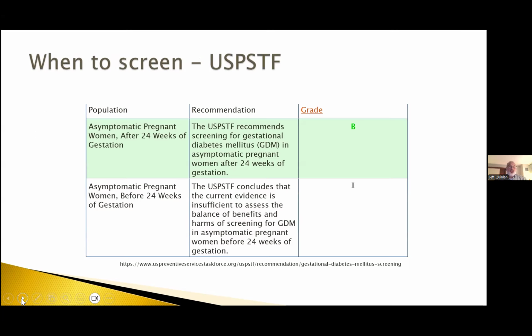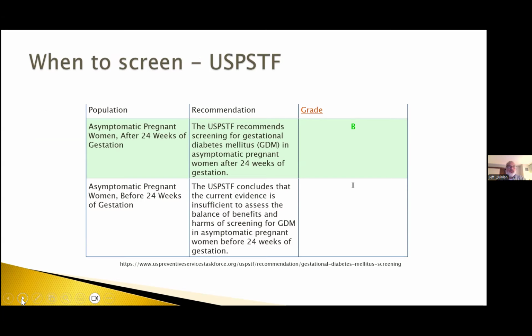So who do we screen? I think there's a number of screening regimens that are out there. And so the first thing we need to think about is, well, when do we want to do it? And so the U.S. Preventive Services Task Force would provide a B recommendation for screening all asymptomatic pregnant women after 24 weeks. And typically we think of screening them between 24 and 28 weeks for gestational diabetes.